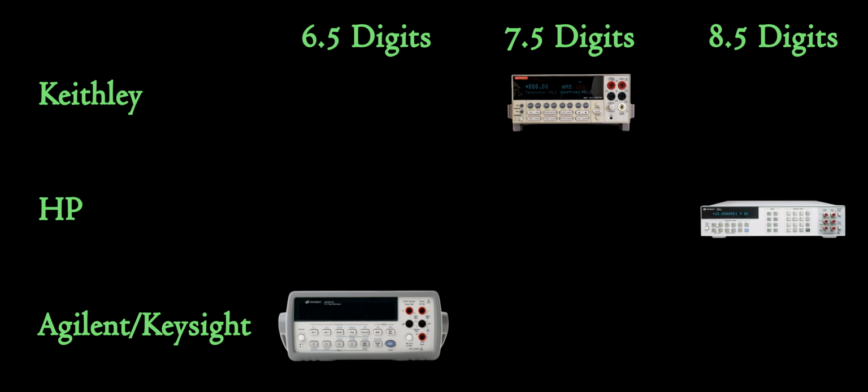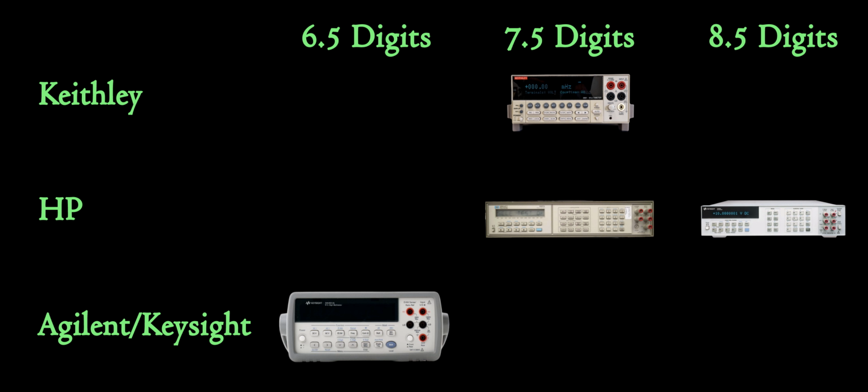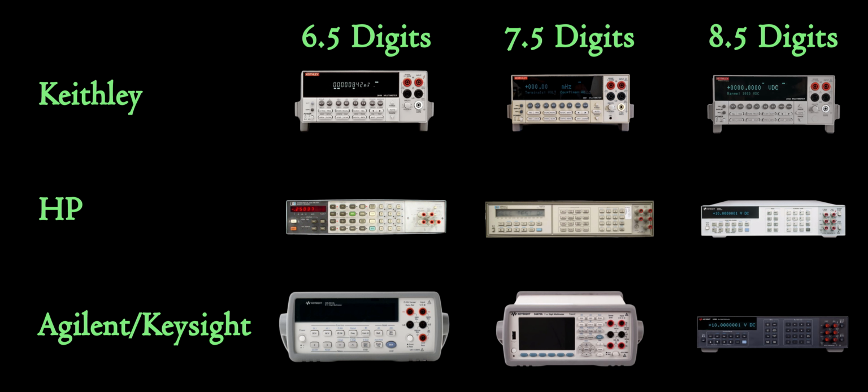The multislope lineage can be traced back to early HP bench DMMs from the 1970s and 1980s, and the charge balancing topology was known long before that. After nearly 50 years, the situation is mostly unchanged, with modern meters all having some form of charge balancing ADC at their core.